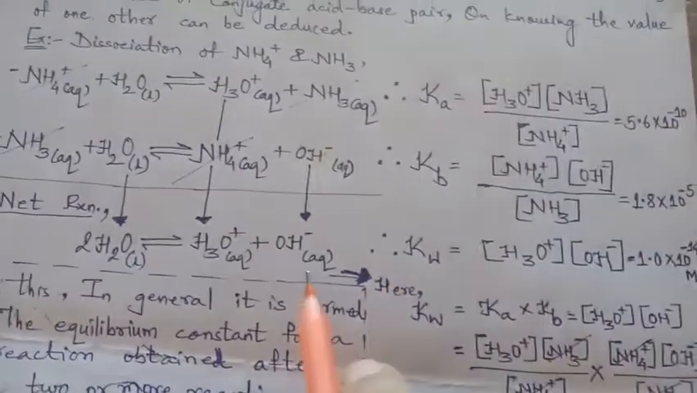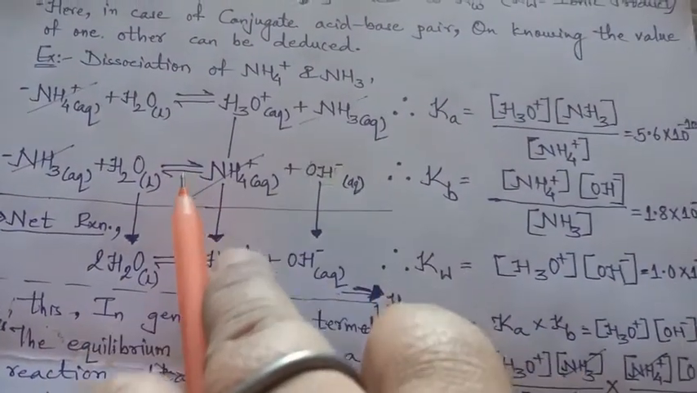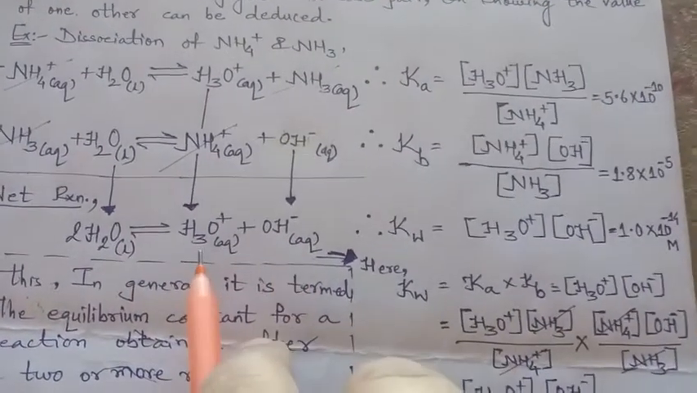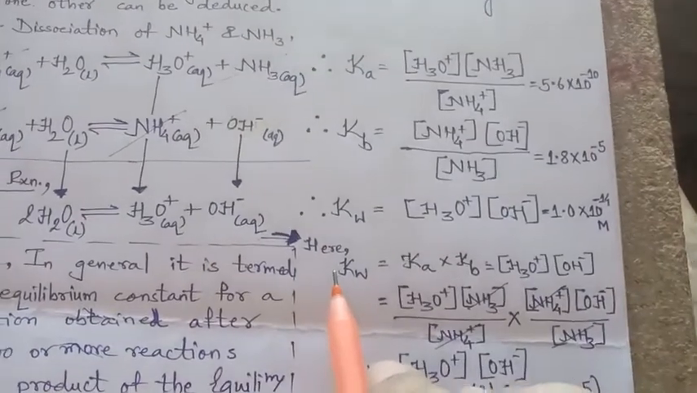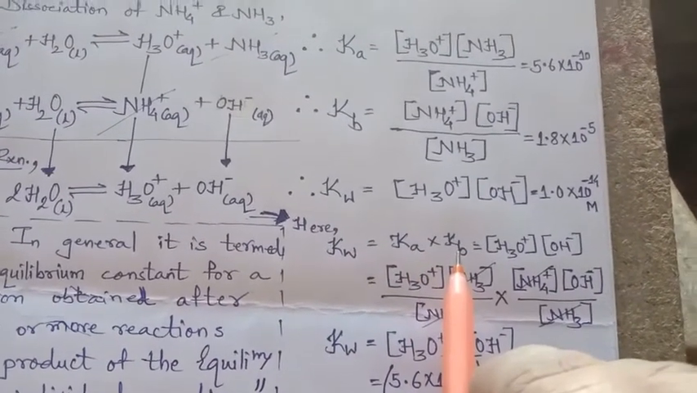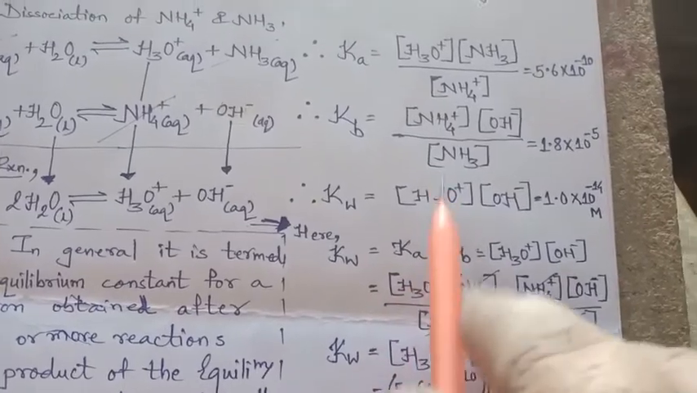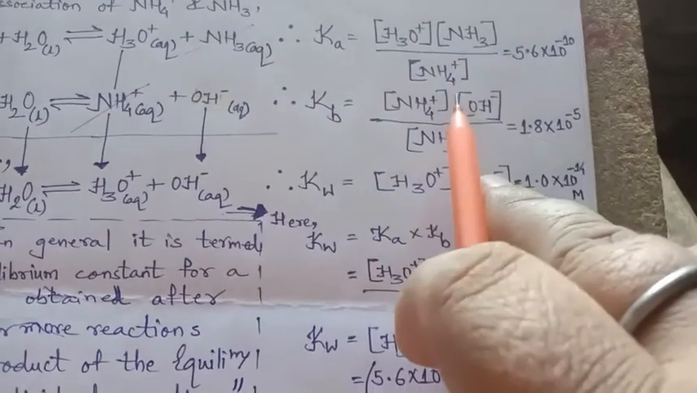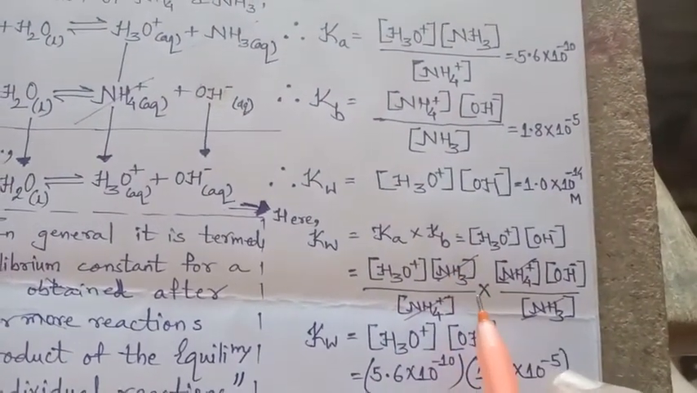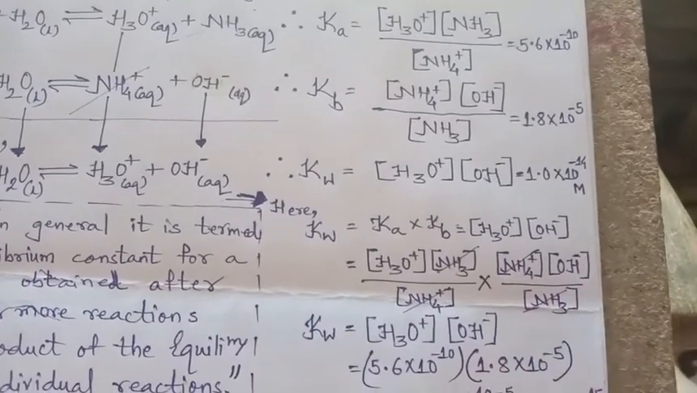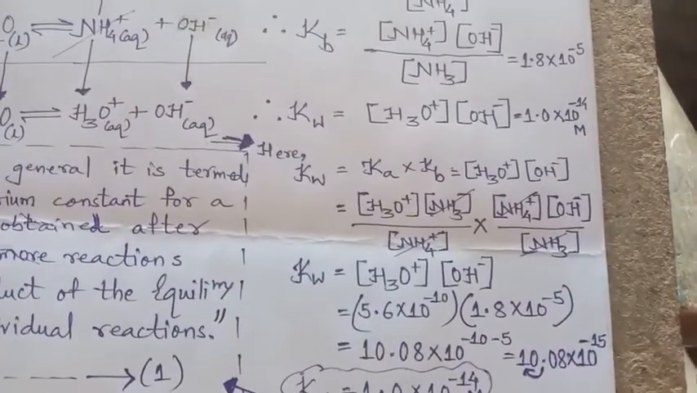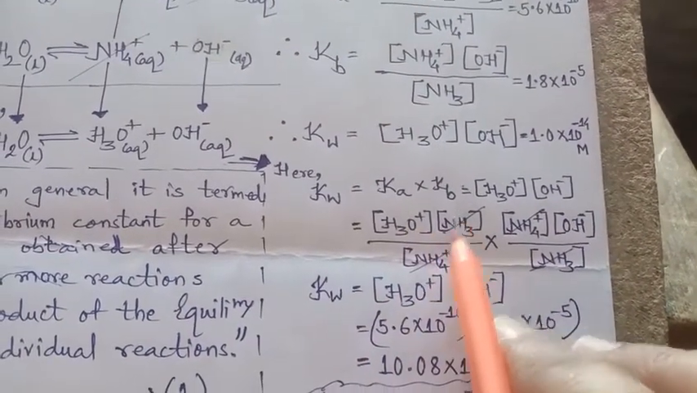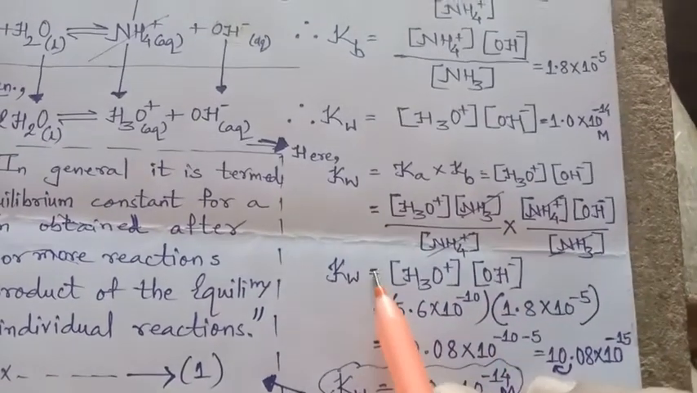So let us see here that this is the addition of the given reactions which has existed in ionic product form H3O plus OH minus. Kw is equal to Ka into Kb, right? Now what is the value for Ka into Kb? Ka is H3O plus NH3 upon NH4 plus, Kb multiplied by NH4 plus OH minus upon NH3. So you can see NH3 and NH4 plus can be cancelled. So Ka into Kb will be H3O plus OH minus, that is Kw.